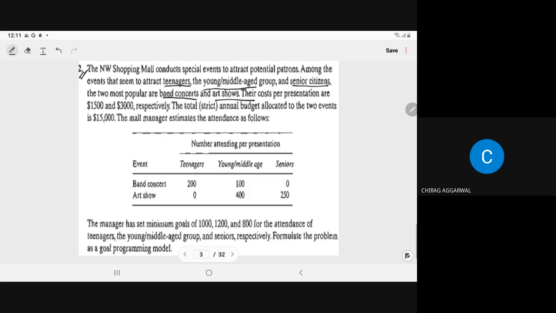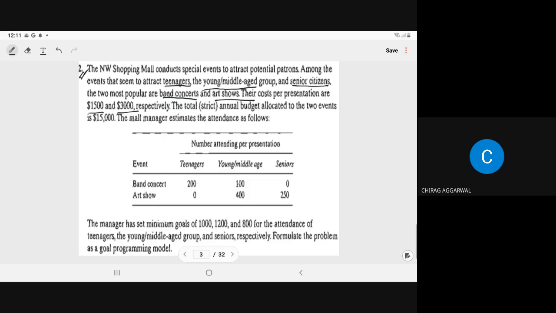Their cost per presentation is $1,500 and $3,000 respectively. If you conduct one band show, the Northwest Shopping Mall has to pay $1,500. If it prefers to conduct the art show, then it has to pay $3,000. The total strict annual budget allocated to the two events is 15,000. So the maximum budget is 15,000.